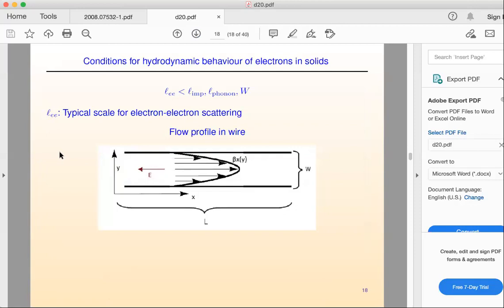Okay, so what we did quite extensively was to calculate the profiles of the velocity in these wires, also using AdS/CFT and hydrodynamic techniques. To see this hydrodynamic behavior, this is just a wire, and this is a profile of the velocity of the electrons that move there, just very schematically. And this can only work if the typical scale of electron-electron scattering is really the shortest scale in the system, so shorter than impurity scattering, phonon scattering, and the width of the wire.